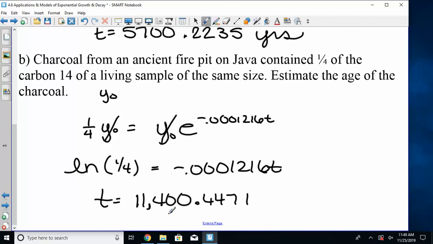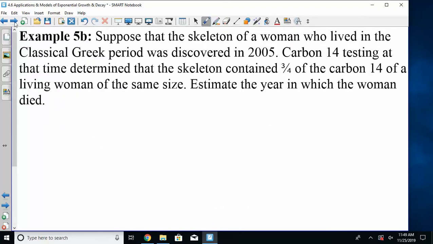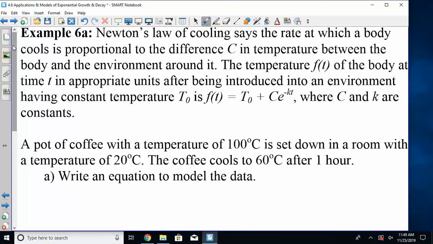Let me go ahead and do it. Newton's law of cooling says the rate at which a body cools is proportional to the difference C in temperature between the body and the environment around it. The temperature F of T of a body at time T in appropriate units after being introduced into an environment having constant temperature T sub 0 is this. Okay, lots of stuff here.